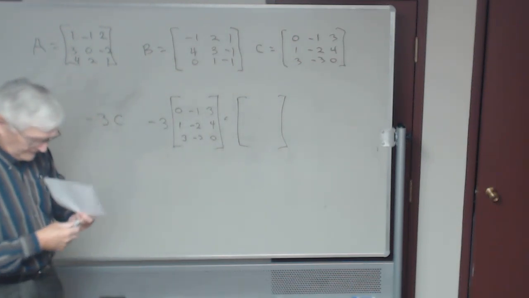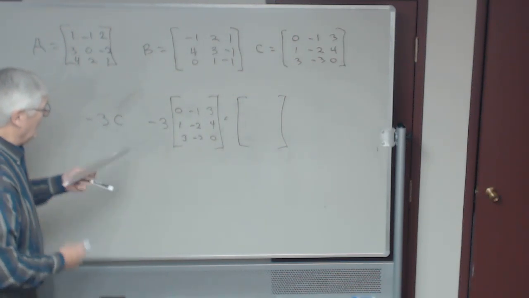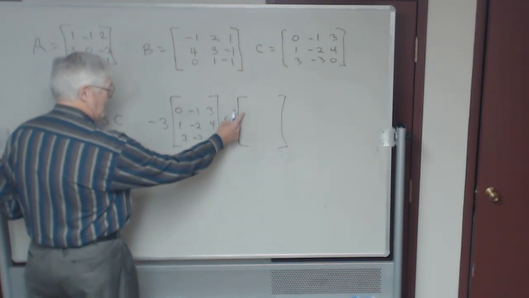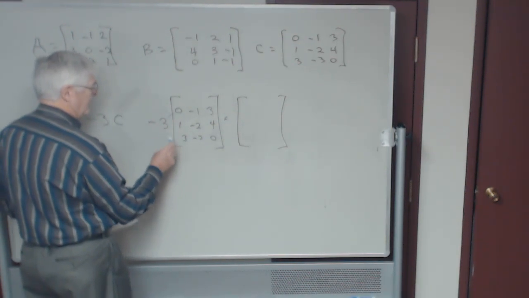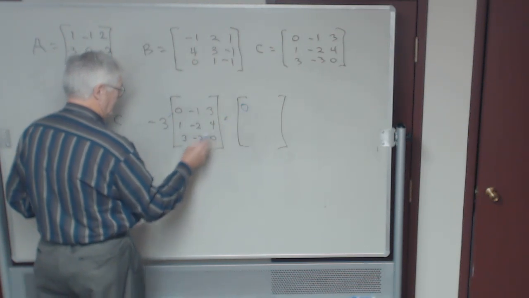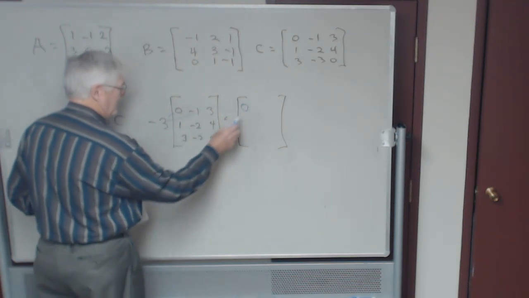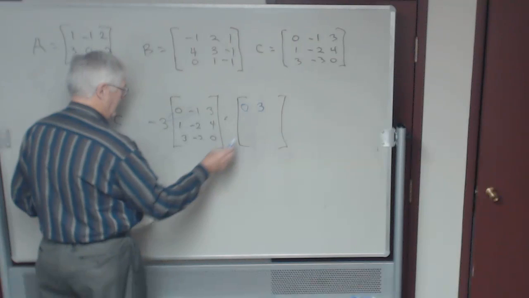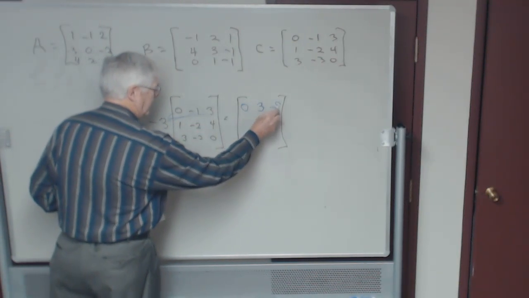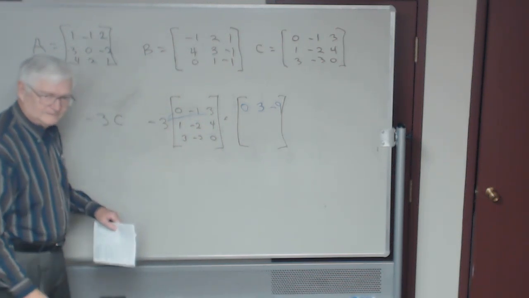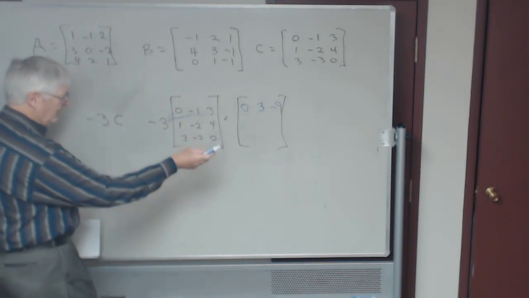Let's change colors here. What goes here? What's negative 3 times 0? 0. What's negative 3 times negative 1? 3. And what's negative 3 times 3? Negative 9. There you go. See what's going on? So what's the next row?